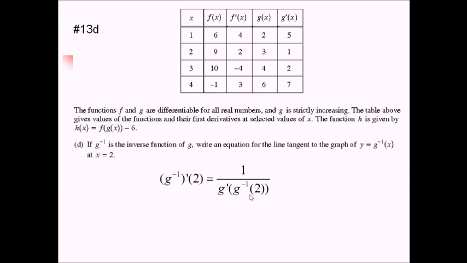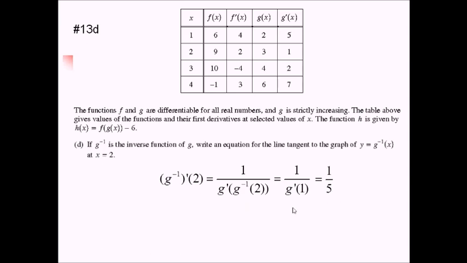g inverse of 2, that's the input to the g function when I get an output of 2. Looking up my output of 2 in my g column, that happens at an input of 1. So we're just doing 1 over g prime of 1. Well, g prime of 1, that's going to be 5. So this is just 1/5. So that'll get us a little bit of the way there.